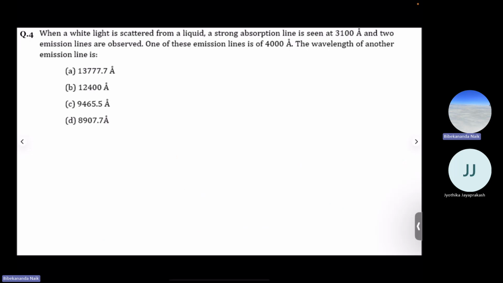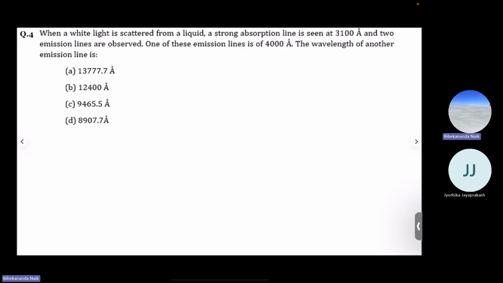Question number 4 says, when a white light is scattered from a liquid, a strong absorption line is seen at 3100 Angstrom and two emission lines are observed. One of these emission lines is of 4000 Angstrom, then the wavelength of another emission line is, so options are option A 13,777.7 Angstrom, option B 12,400 Angstrom, option C 9465.5 Angstrom, or option D 8907.7 Angstrom.